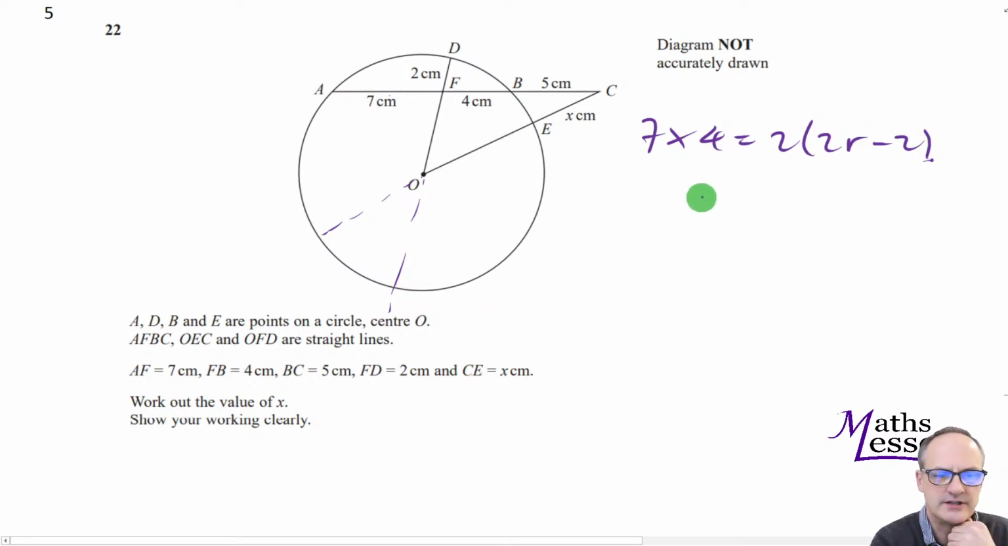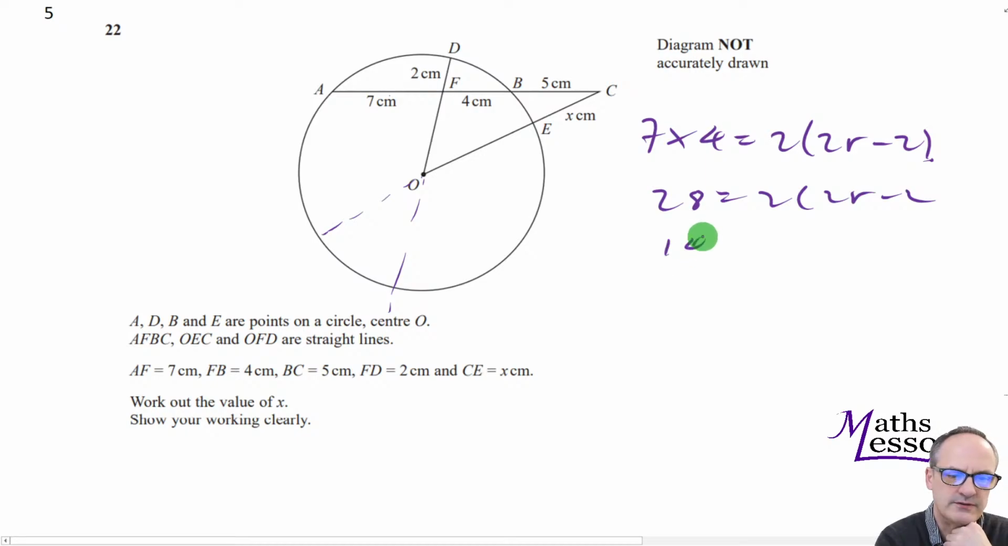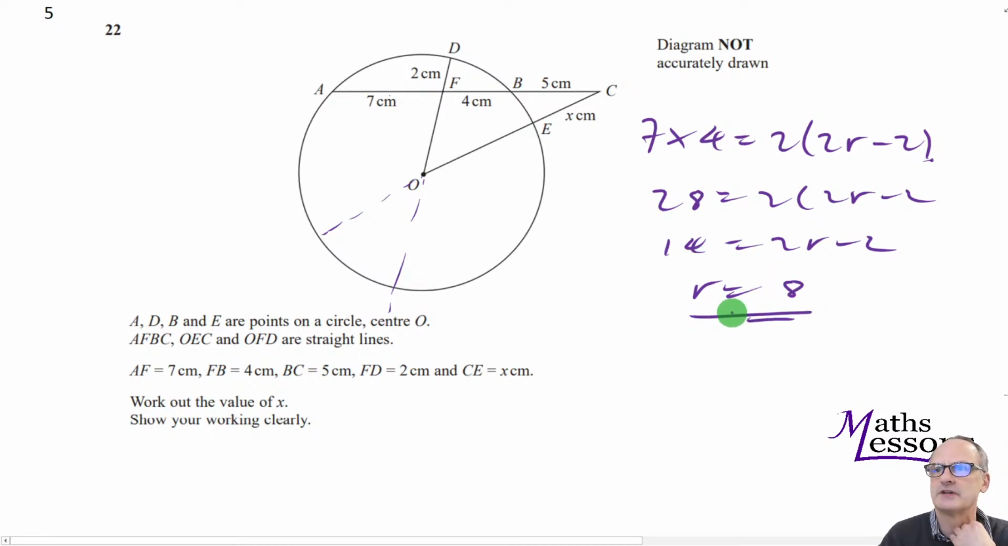So we can find the radius. So we've got, what's that, 28 equals, let's just leave it as 2r minus 2. Divide by 2 gives me 14 equals 2r minus 2. So add 2 gives you 16. Divide by 2 gives me r equals 8. So let's move on from there.